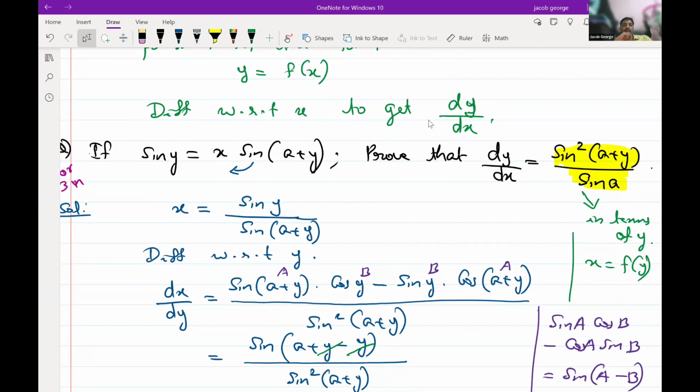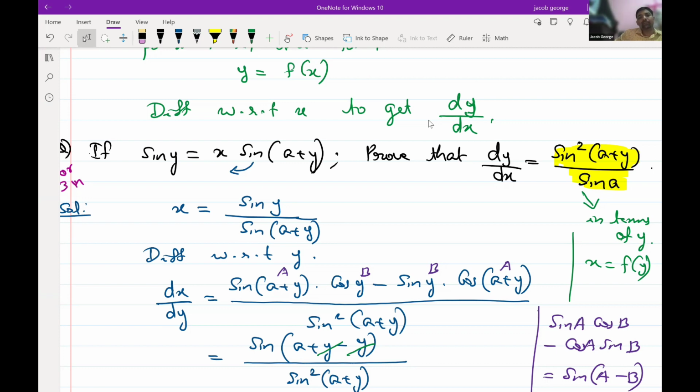If sine y is equal to x sine a plus y, look at the answer. Here, based on the answer, we decide the method of doing. Prove that dy by dx is equal to sine square a plus y upon sine a. Here, the right hand side, that yellow shaded region, is fully in terms of y. So when the answer is fully in terms of y, we have to rewrite the question first of all like this: x in terms of y, x equal to f of y. So that is the first step.